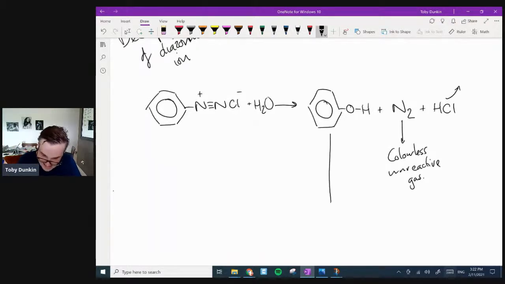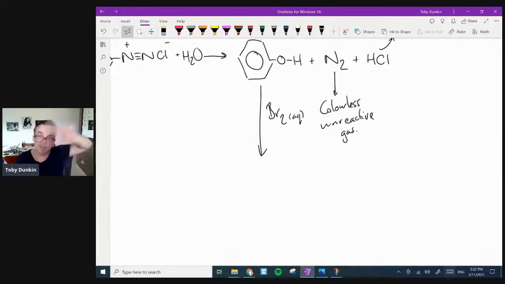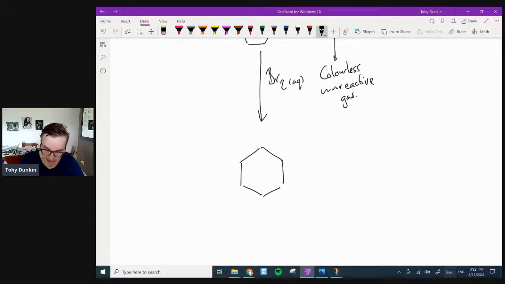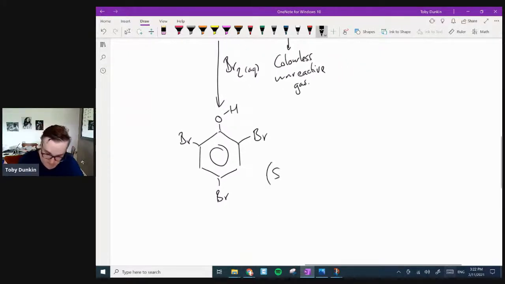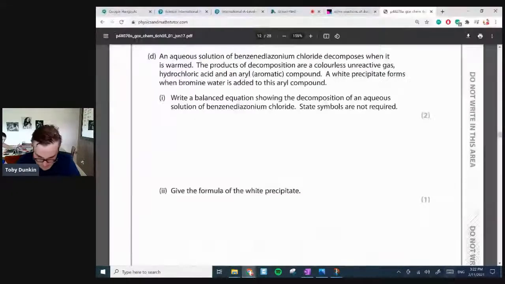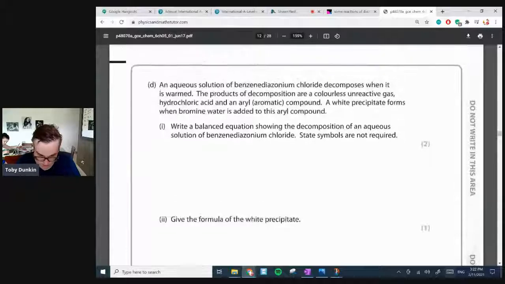So now they then did a separate reaction with bromine water, Br2 aqueous. We know from the start of the previous lesson that phenol does this really funky reaction with bromine water, where it gets a tri-substitution to form this guy, which is a white precipitate, 2,4,6-tribromophenol. Definitely want to see mark schemes for this. State symbols not required.